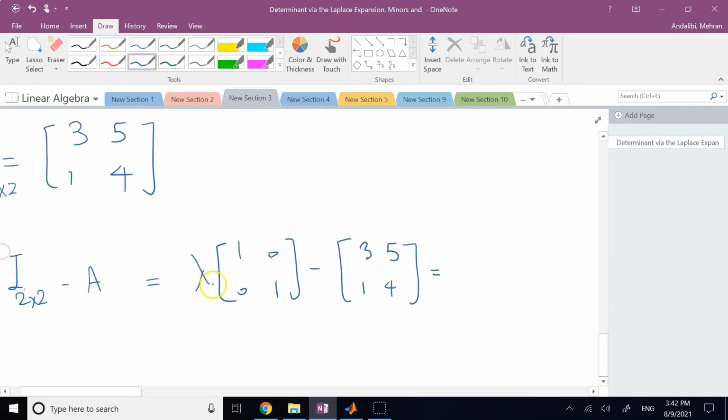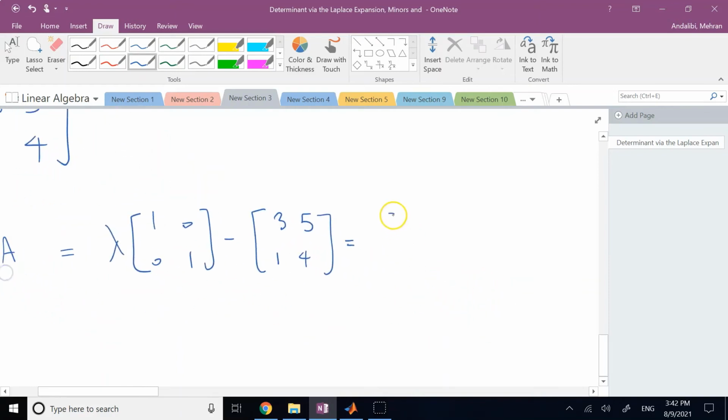And as you know, when you multiply a number by a matrix, each and every one of the entries is multiplied by that number. So the result of this is simply going to be [lambda, 0; 0, lambda]. And when you subtract two matrices with similar dimensions, you subtract corresponding elements. So you get lambda minus 3 as element 1,1, negative 5 as element 1,2. Then you get negative 1 as element 2,1. And then you get lambda minus 4 at element what?